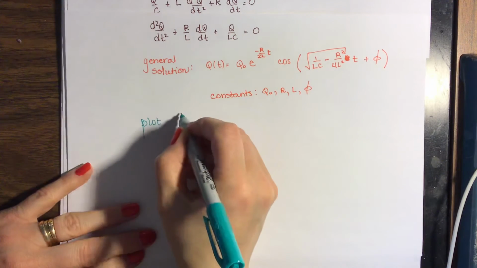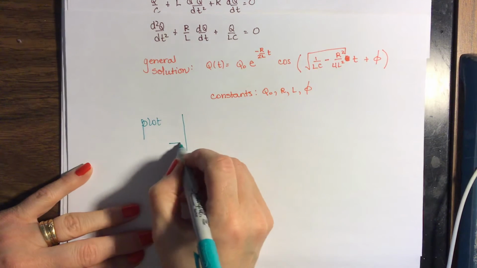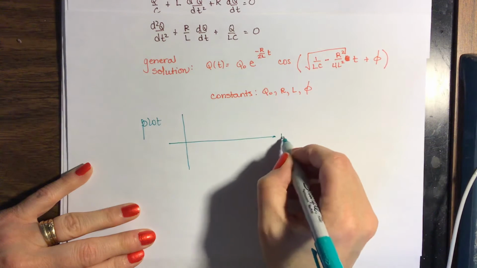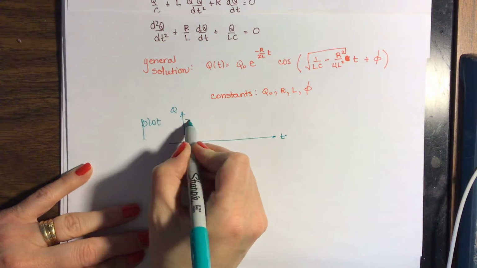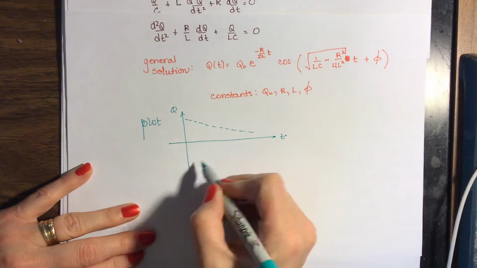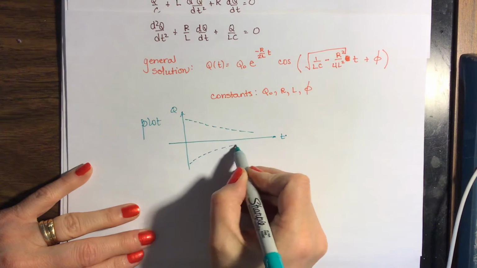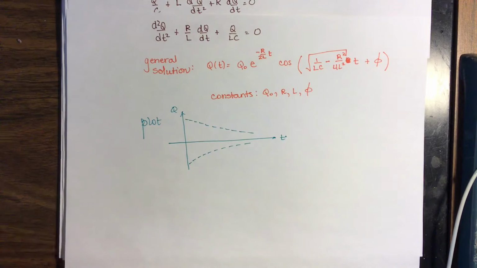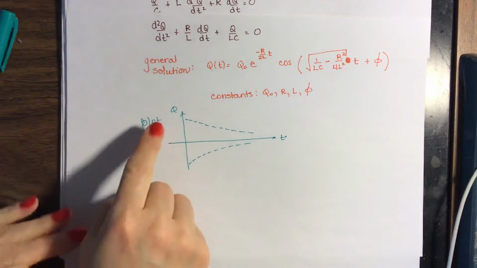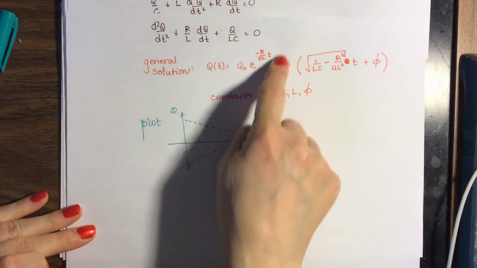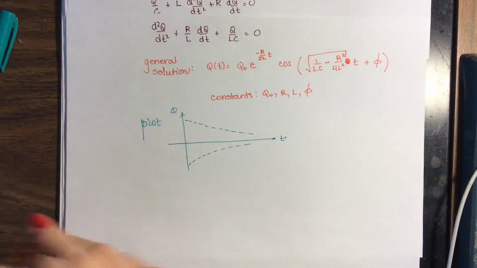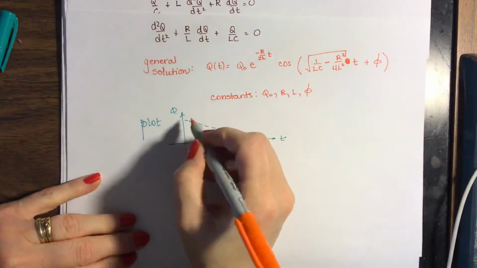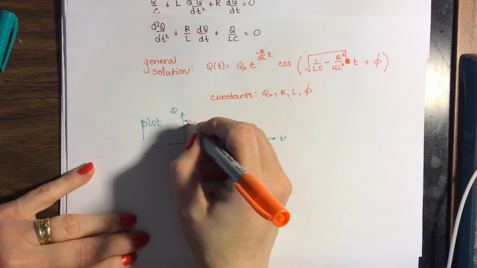So if we wanted to make a plot, we would put Q on our vertical, time t on our horizontal. I'm going to cheat and draw my envelope first, just because I don't draw super well. So you'd have an envelope that looks something like this. So you get your exponential die-off. That's this part right here. This tells you how the amplitude dies off. And inside, this tells us that we have an oscillation.